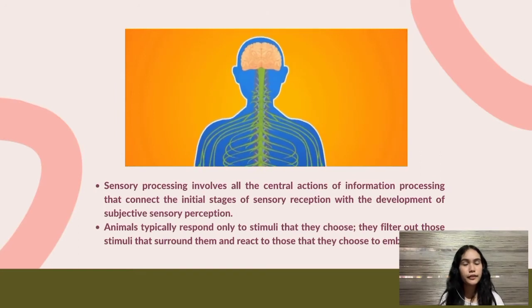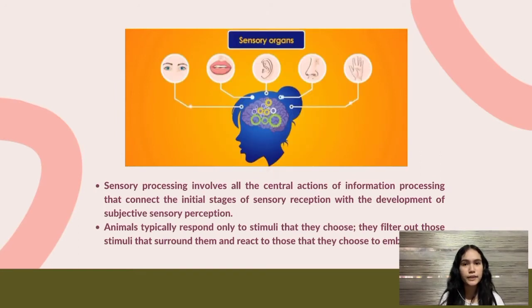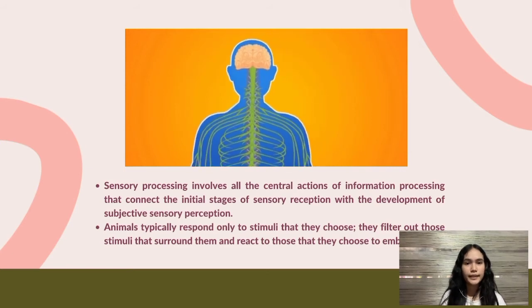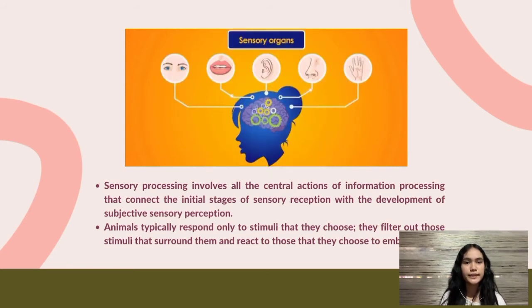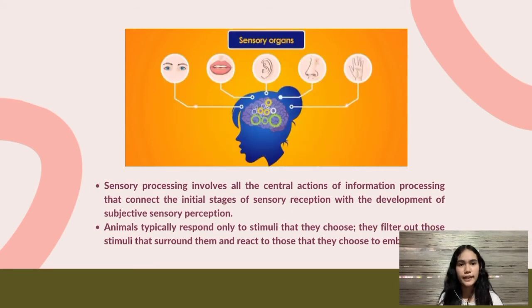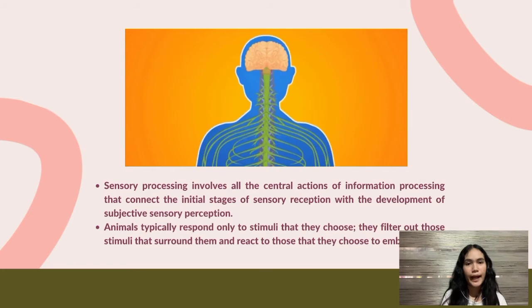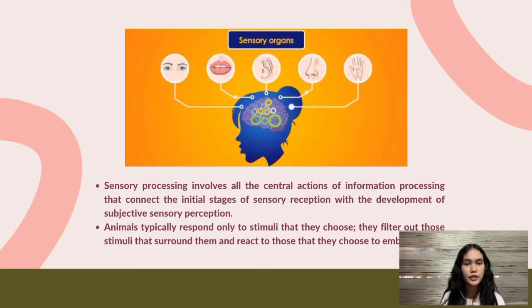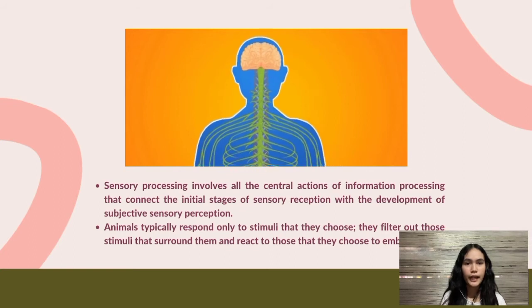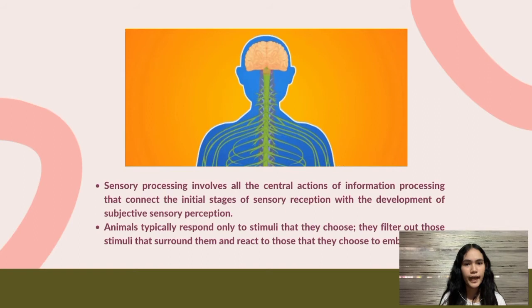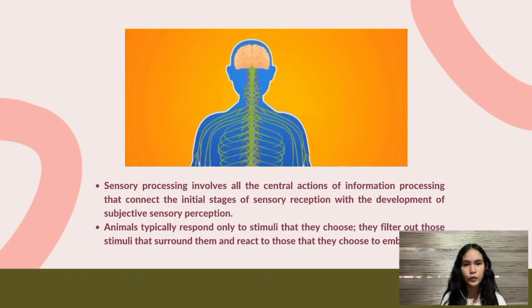Sensory processing involves all central actions of information processing which connect the initial stages of sensory reception with the development of subjective sensory perception. Animals typically respond only to stimuli that they choose. They filter out those stimuli that surround them and react to those that they choose to embrace.